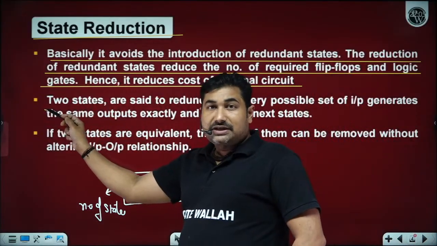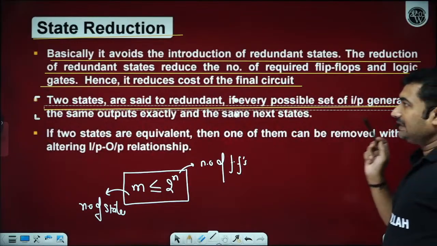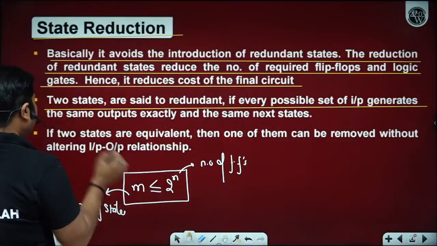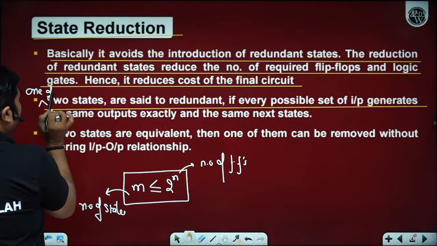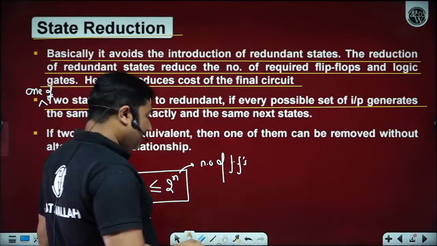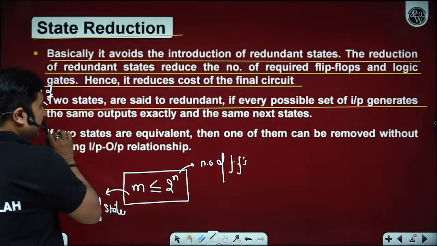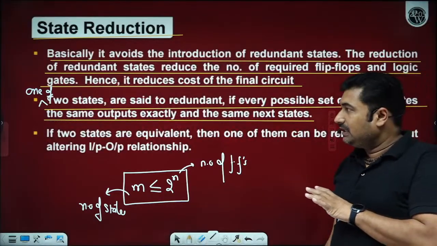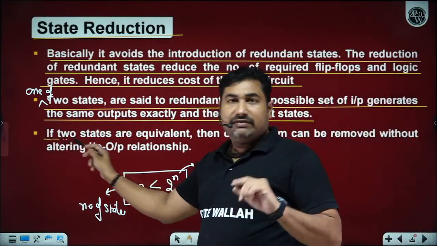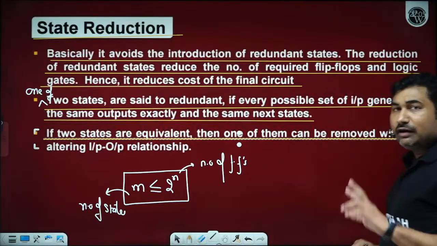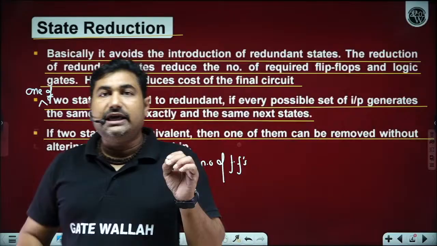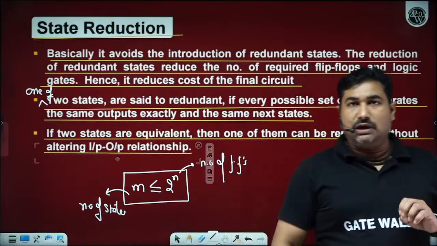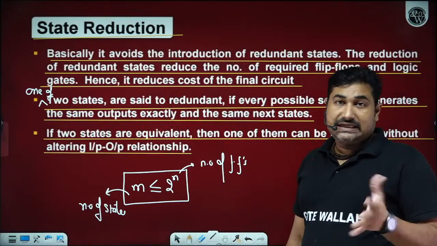Now, how to do the state reduction? One of 2 or 3 states is said to be redundant if every possible set of input generates the same output and exactly the same next state. Is it okay? Yes, sir. If two states are equivalent, then one of them can be removed without altering the input-output relationship. So now we know the purpose of state reduction.